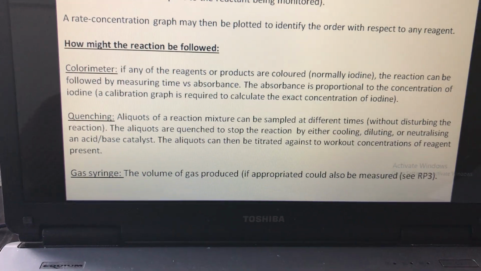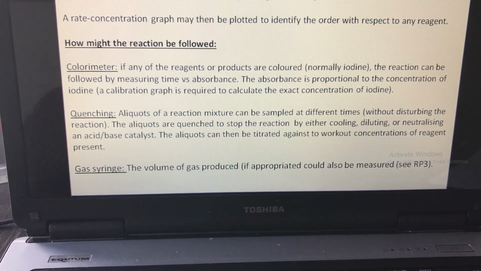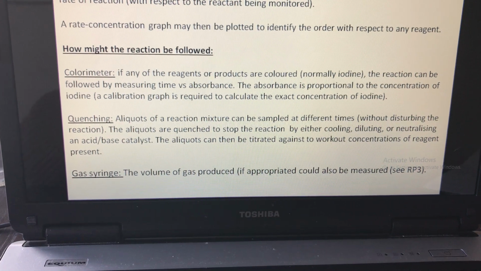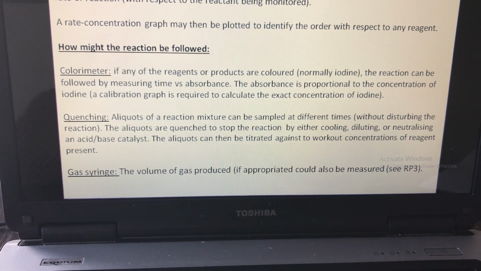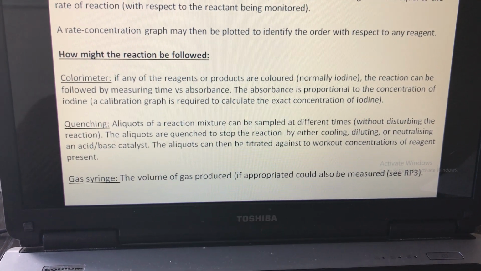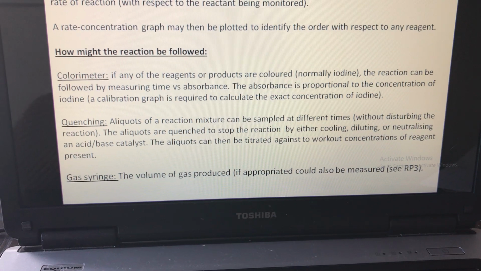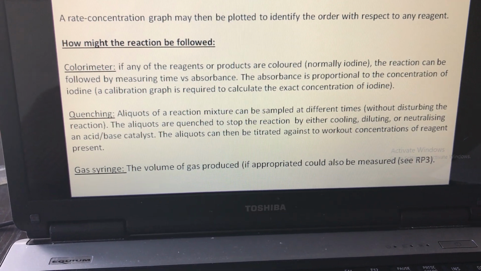I want to focus on these bits down here. How might the reaction be followed? Essentially, you're adding a load of stuff together and you're trying to find out how quickly they react together. And if you change the concentration, what happens to the time it takes for them to react together? That's it. And there are a number of ways that you can do that.